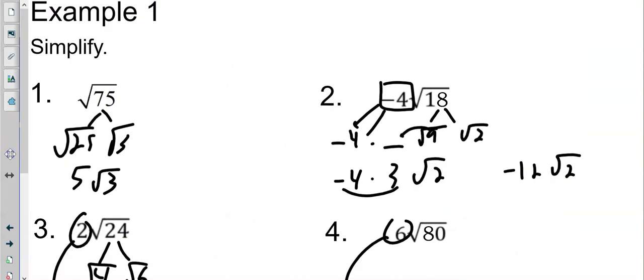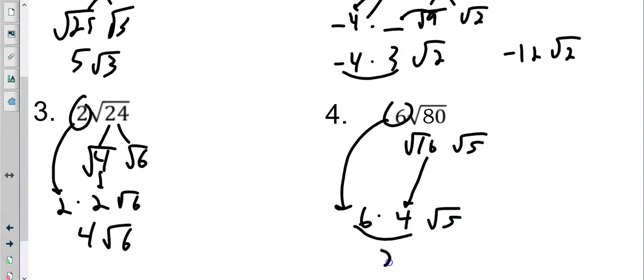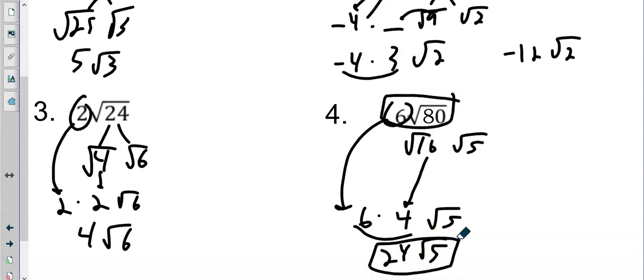So I'm going to write this as the square root of 16 times the square root of 5. This is going to simplify to just 4. And the radical 5 just tags along. I'm going to multiply this, you get 24, radical 5. And again, if you type this in the calculator and type this in the calculator, you will get the exact same decimal.